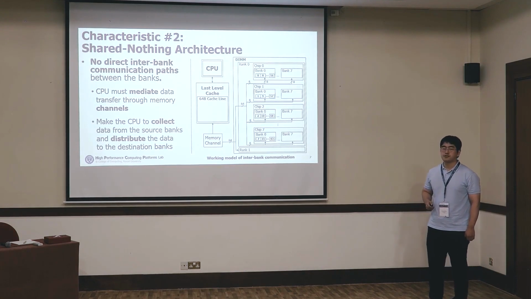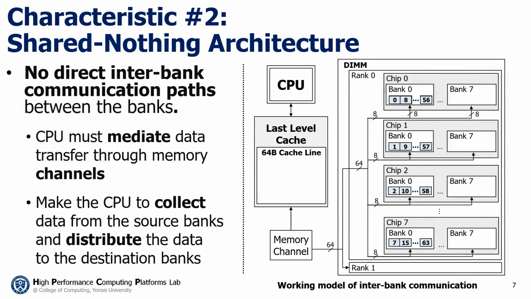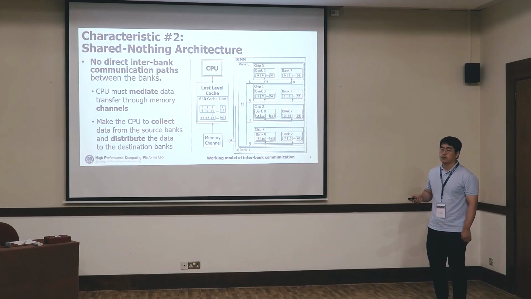The second characteristic is the shared-nothing architecture. Shared-nothing architecture means that there is no direct communication path between the banks. So the CPU must mediate the data transfer between the source and destination banks. Inter-bank communication starts with collecting the data from the source banks, and then the CPU distributes the data to the destination banks. As you can see in the figure, inter-bank communication is performed with the granularity of a cache line.